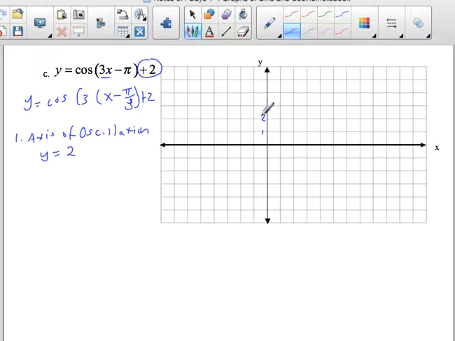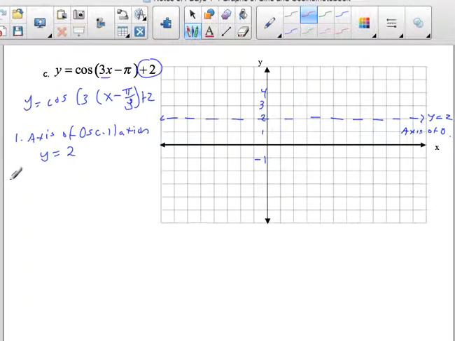Make sure you put a vertical scale on your graph. So I'm going to put that on my graph, and I'm going to draw the line y equals 2. I'm going to sketch that in as a dashed line because it's not really part of my graph. It's just going to help me draw my graph. So this is y equals 2. This is my axis of oscillation.